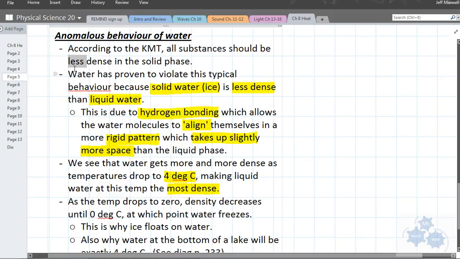Okay, thank you. The question was raised here whether there is an error in the first point, and there is. All substances should be more dense in the solid phase. That's what I said, but I didn't type it. Sorry.